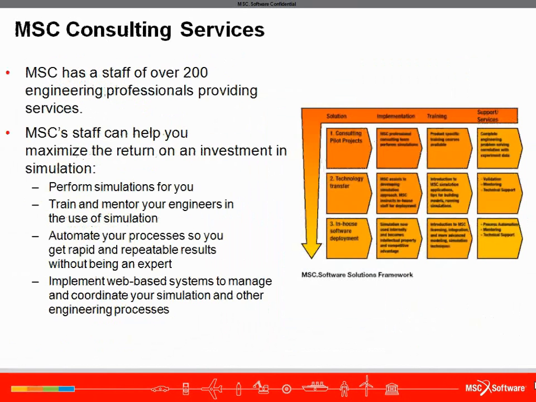In addition to providing simulation software, data and process management solutions, MSC also has a large services team placed across the world to assist our customers to quickly realize and enhance the value of their investments. By executing simulations or training your employees, or automating processes, or implementing web-based systems to manage and coordinate the simulation data, they can engage with their customers on many different levels.